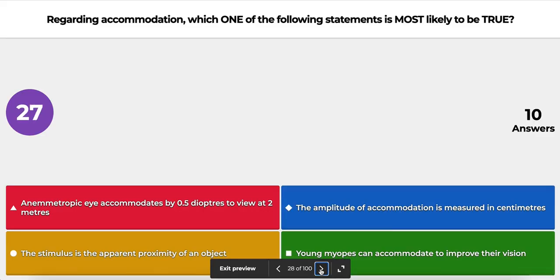Regarding accommodation, which one of the following statements is most likely to be true? An emmetropic eye accommodates by 0.5 diopters to view at 2 meters, or the amplitude of accommodation is measured in centimeters. The stimulus is the apparent proximity of an object. Young myopes can accommodate to improve their vision.